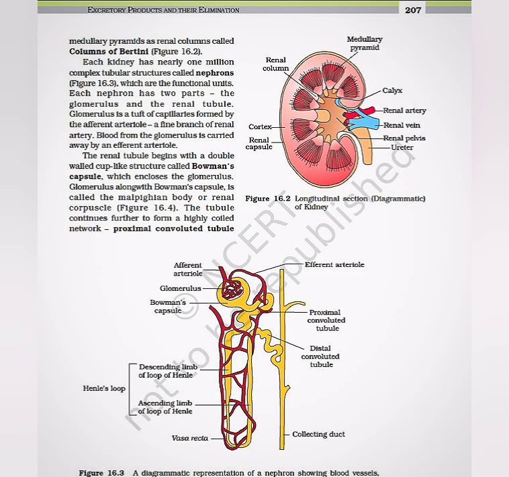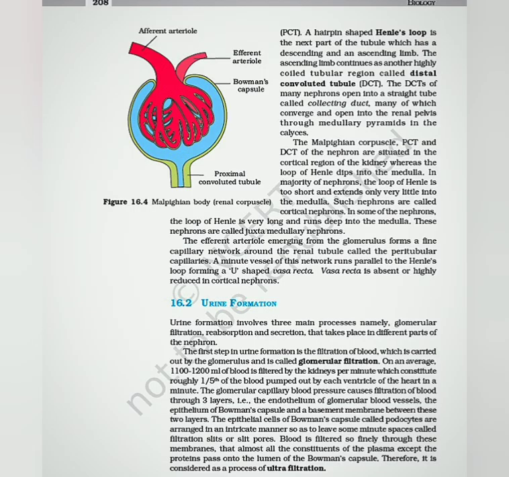The renal tubule begins with a double-walled cup-like structure called Bowman's capsule, which encloses the glomerulus. Glomerulus, along with Bowman's capsule, is called the Malpighian body or renal corpuscle. The tubule continues further to form a highly coiled network, the proximal convoluted tubule. A hairpin-shaped Henle's loop is the next part of the tubule, which has a descending and an ascending limb. The ascending limb continues as another highly coiled tubular region called distal convoluted tubule.